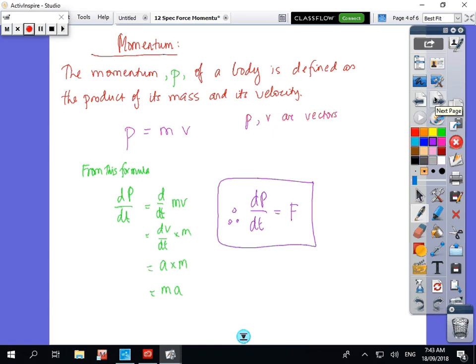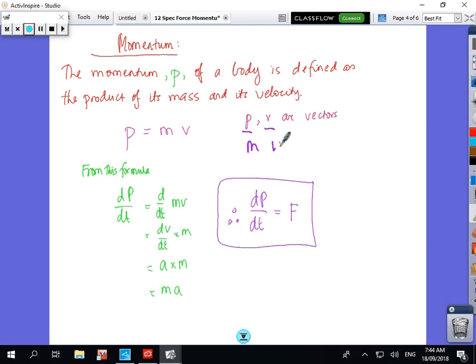Okay, so let's have a look at momentum. So this is from the definitions. The momentum of a body is defined as the product of its mass and its velocity. Momentum and velocity are both vectors, and m is still a scalar.